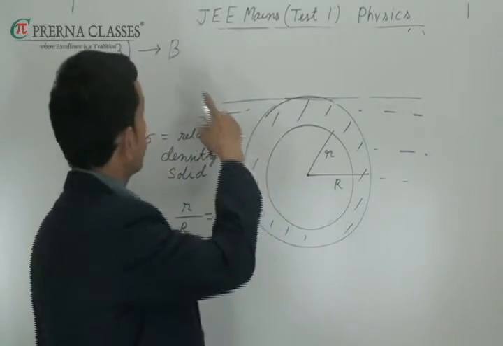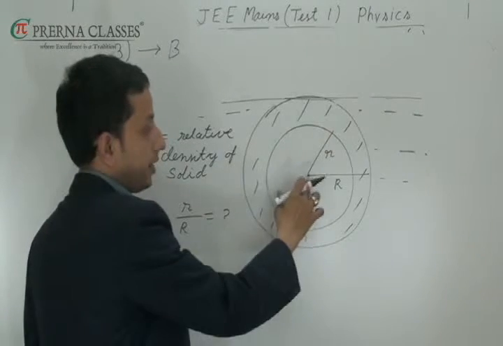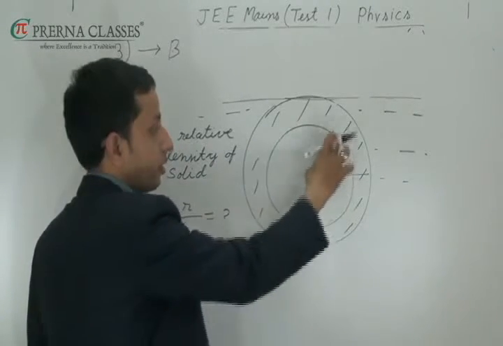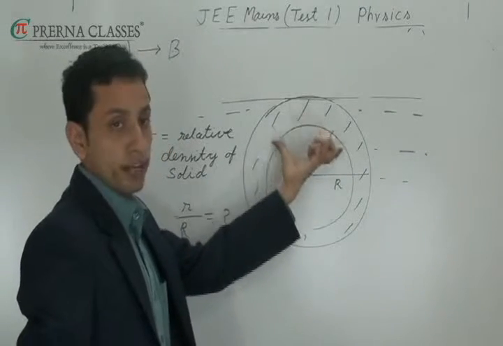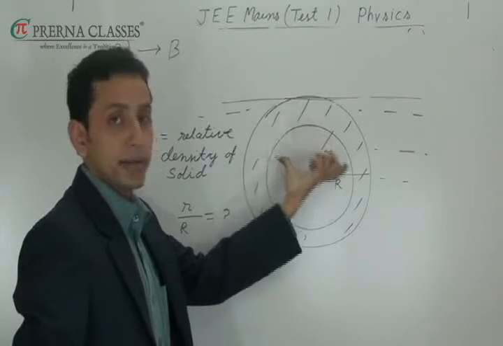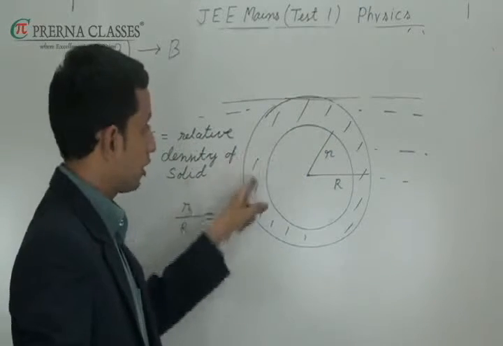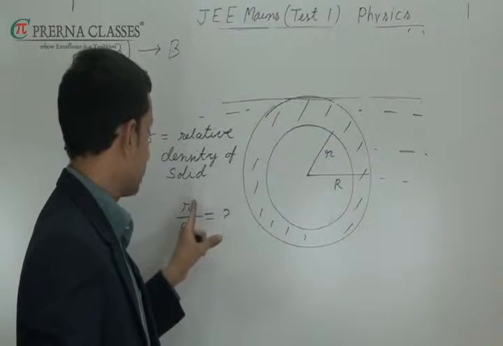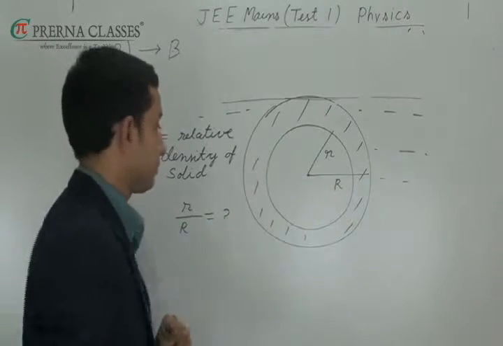Come to question number 3. We have a sphere of radius capital R. Inside that sphere we have a spherical cavity of radius small r. Now this sphere is floating in water, almost completely submerged. The relative density of the solid material is given, that is sigma, and we have to find the ratio of these two radii, small r and capital R.